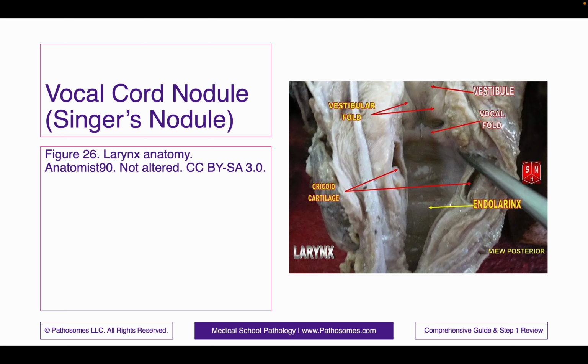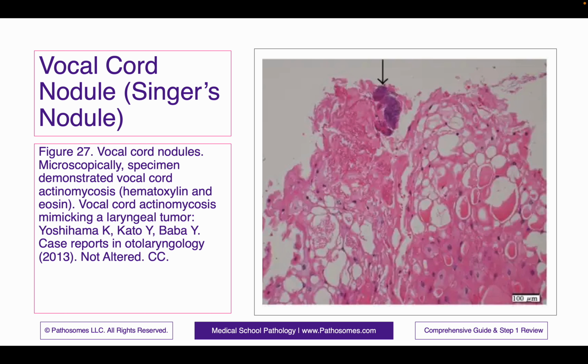Here we have the anatomy of the region near the vocal cords, right? You remember this, you've seen this at your level. You remember the cricoid cartilage, I'm sure. You remember the vocal folds and the vestibule, right? Now here we have an H&E section from a vocal cord nodule that microscopically showed vocal cord actinomycosis. So this is actually a vocal cord actinomycosis mimicking a laryngeal tumor.